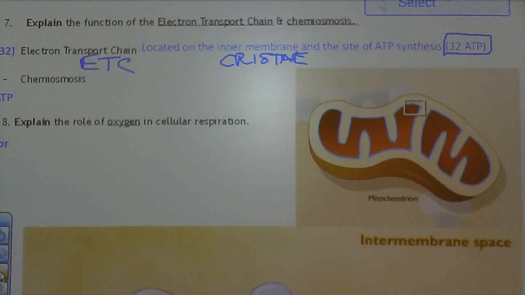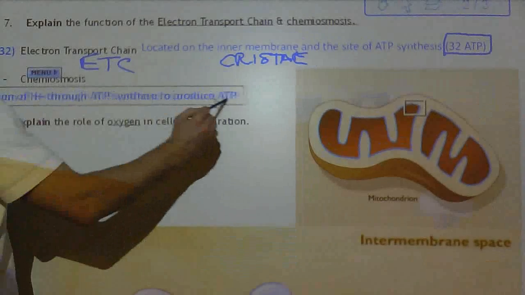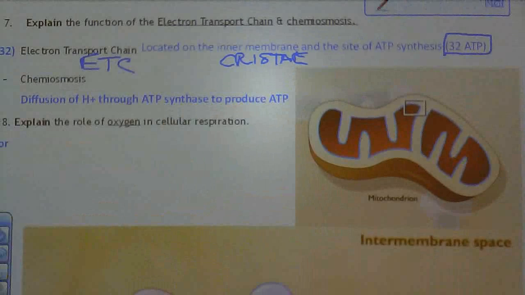All right, moving on to chemiosmosis. We've already seen this definition before in photosynthesis. It's the same definition, but it's important, so here it is again. Diffusion of hydrogen ions or protons through ATP synthase to create ATP.